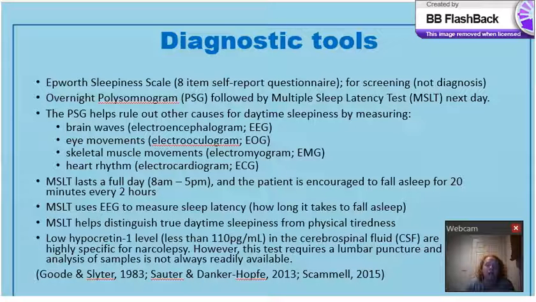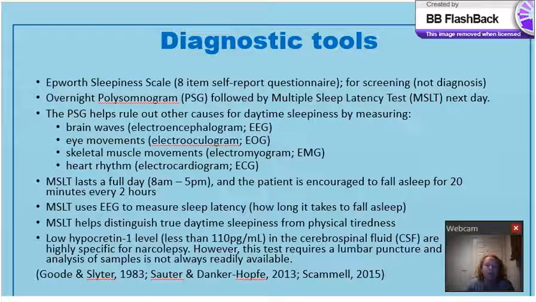There are several diagnostic tools that are relevant to narcolepsy. The Epworth Sleepiness Scale, an 8-item self-report questionnaire, is for screening, not diagnosis. Diagnosis usually occurs with a polysomnogram, PSG, followed by the multiple sleep latency test, that is the MSLT, the next day.